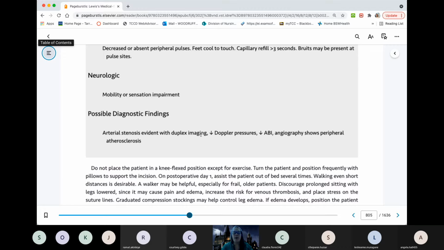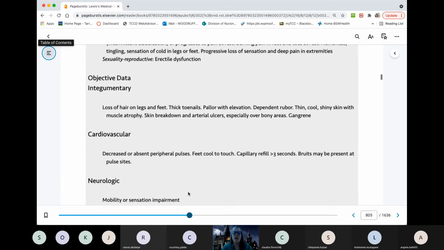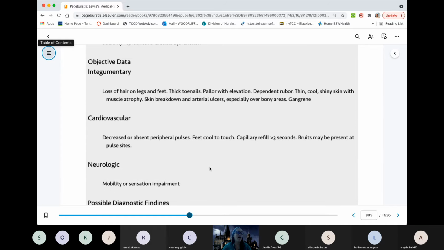And then there's some diagnostics, but I'm not going to go into that. I'm going to just focus on me as the nurse. So here it broke it down. It's not saying here's the head to toe you need to do. It's saying you need to look at their skin, check their peripheral vascular part, and check their neurovascular as well. So it's really starting to break it down for me.